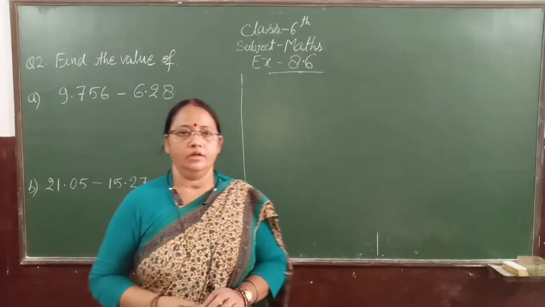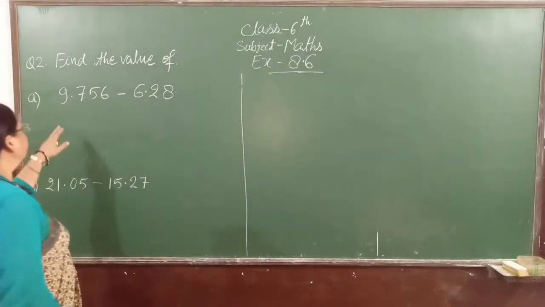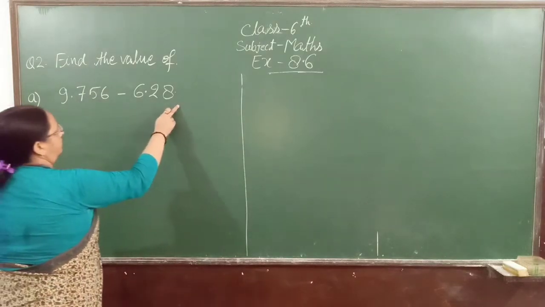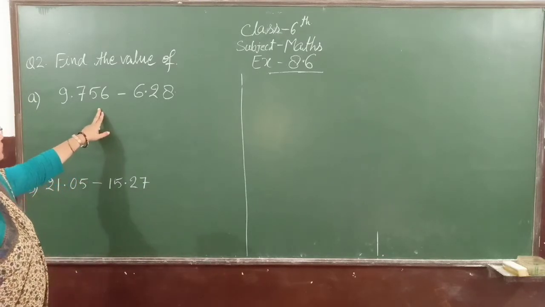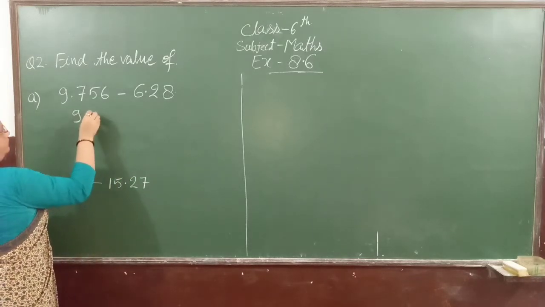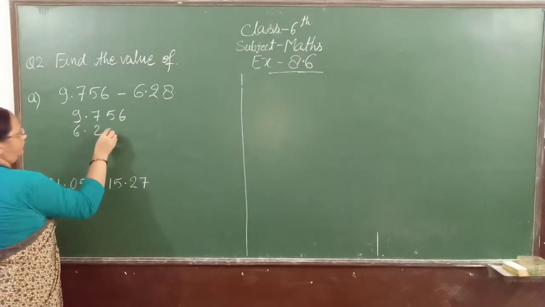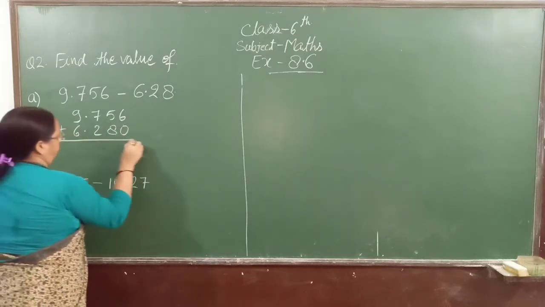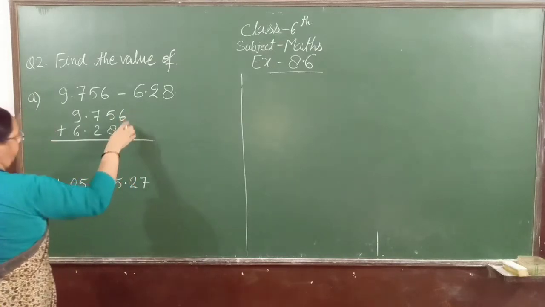Now students, let us solve more questions based on decimal subtraction, that is, find the value of 9.756 minus 6.28. At first we have to write it down in up and down mode. 9.756 and 6.280, that is 6.